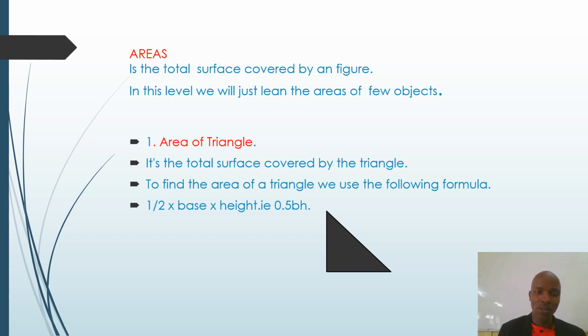The area of a triangle is the total surface covered by the triangle. To find the area of a triangle, we use the following formula: a half base times height, or you can use 0.5 base times height. As you know, 0.5 is equal to half. So we'll just look at an example regarding the area of a triangle.